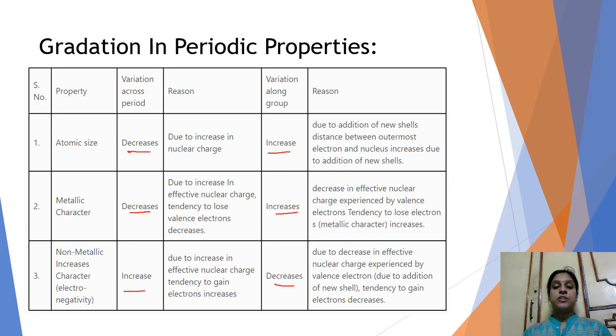You will read all these properties and see them from the PPT. Note down this table also in your notebook. Gradation in periodic properties, the reasons are mentioned here, and the trend across a period and along a group is also mentioned here. So do all this, and apart from that you have to do the in-text as well as the back exercise questions of this chapter.